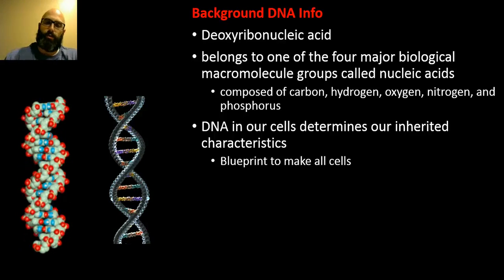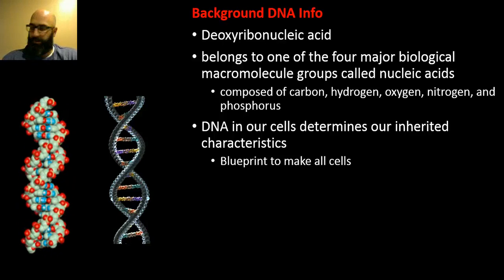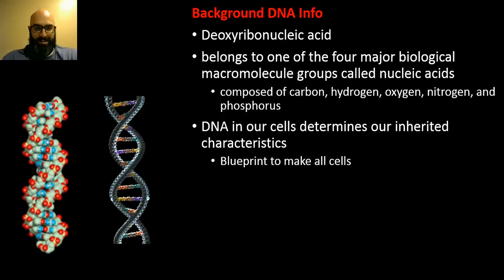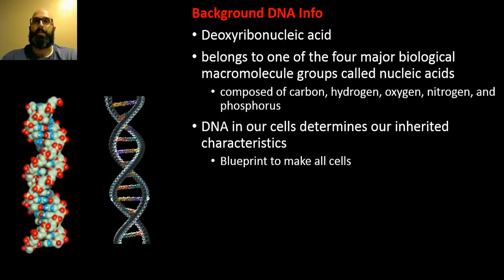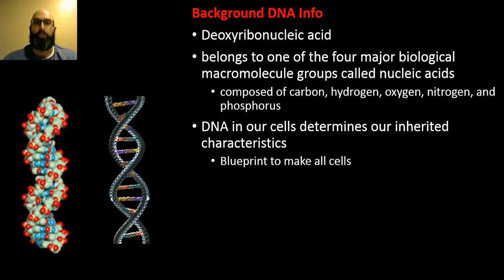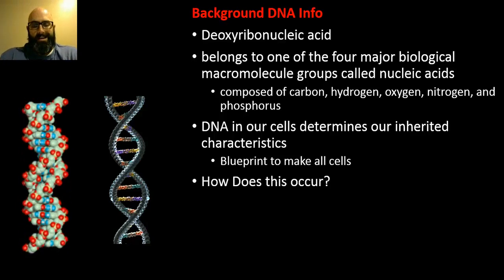That's why it's called the blueprint to make all cells, because literally life is starting with an egg and a sperm fertilizing, and nothing really in there except for the DNA is going to determine what comes out in the end result as a human being. So how does all of this occur?